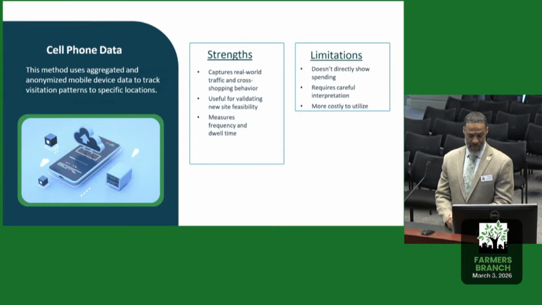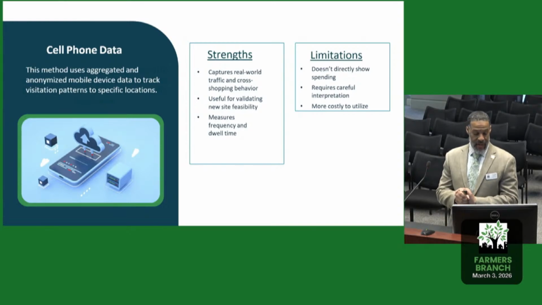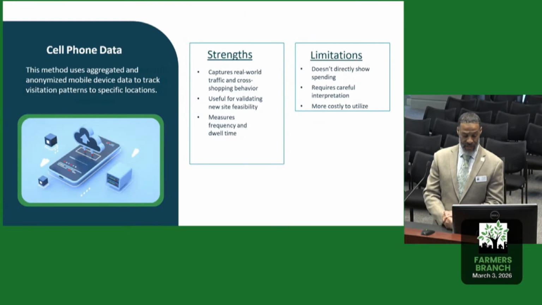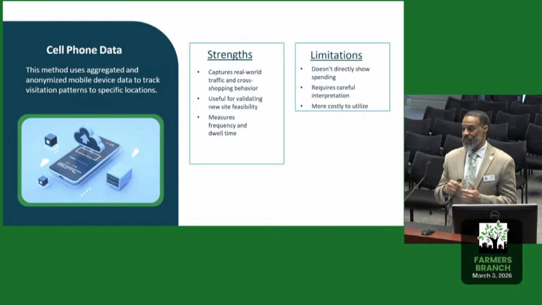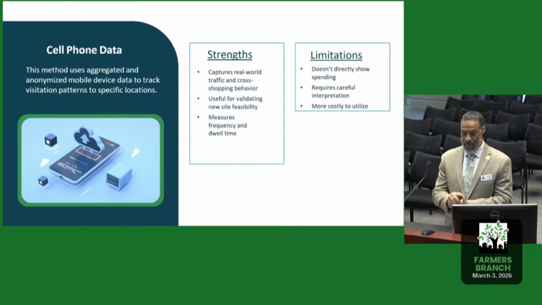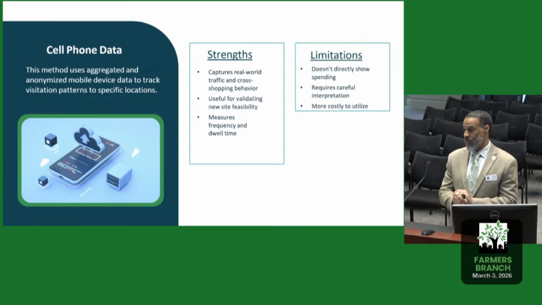When we look at cell phone data, that uses aggregated and analyzed mobile data to track visitation patterns to specific locations. The strength of that is it captures real world traffic and it captures the cross shopping patterns as well. It'll validate new site visibilities, and it measures frequency and dwell time for patrons when they're at different retail locations. The limitation is that it doesn't show any spending habits, and it's the most costly of the three methods.